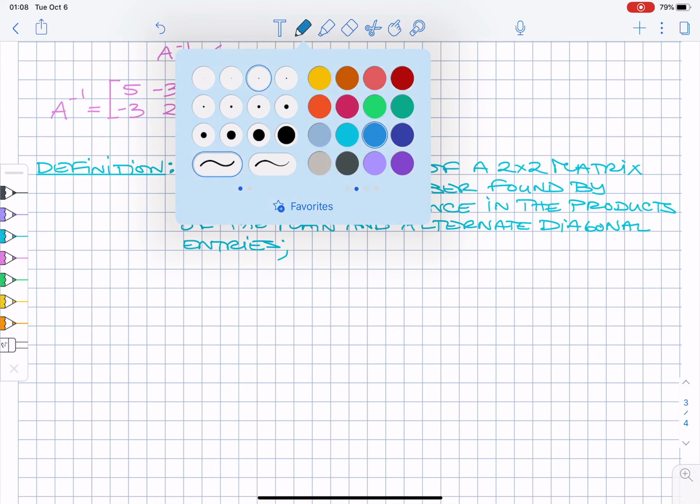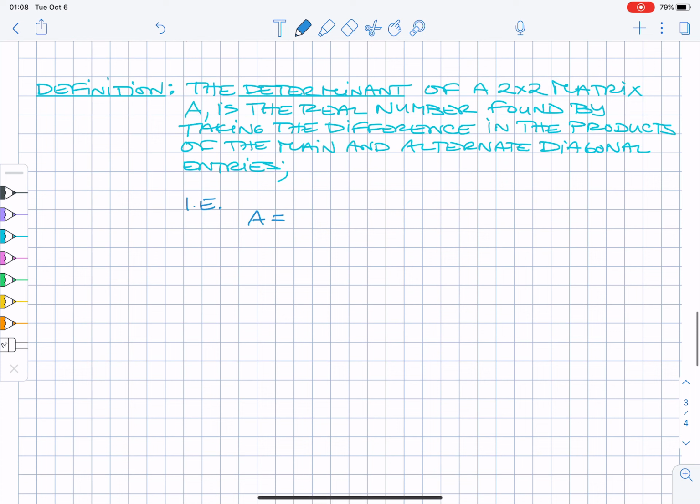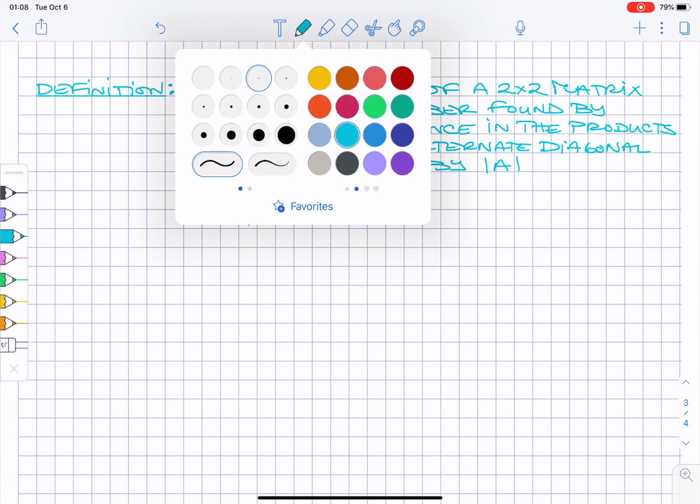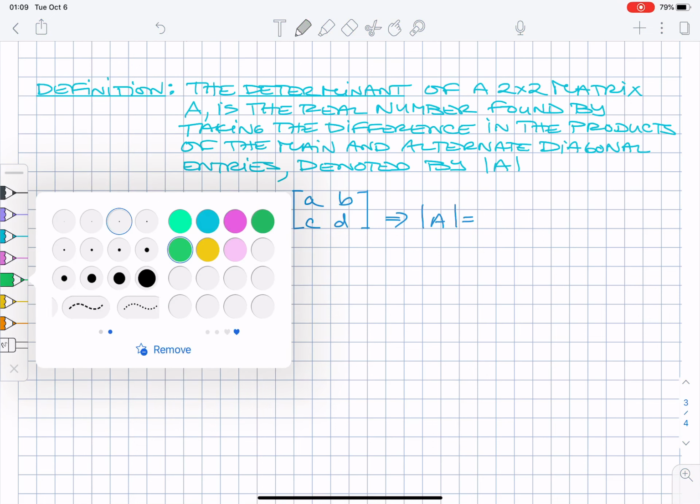So that is, if A is equal to, denoted by, I forgot to denote it by what looks like the absolute value of A, but since it's a matrix, the absolute value analogy becomes a determinant. So if A is equal to the matrix A, B, C, D, then this implies the determinant of A is going to be the products of the main diagonal.